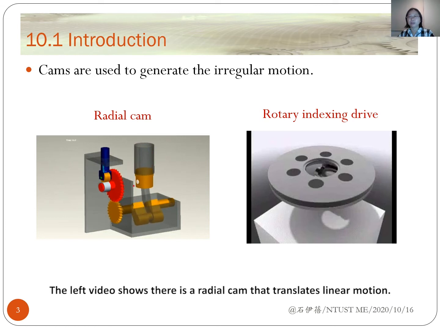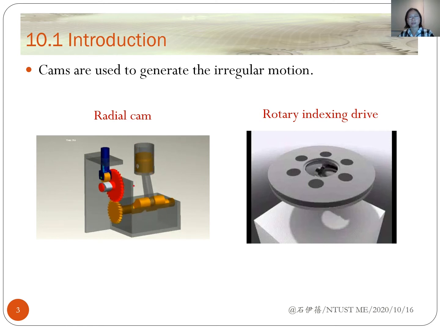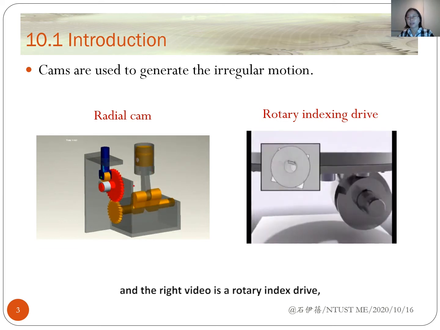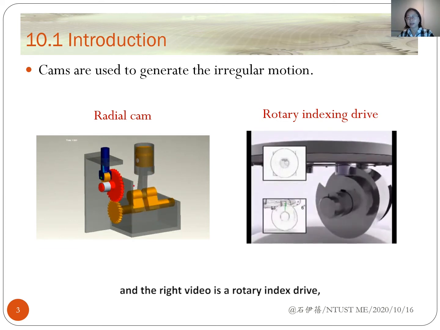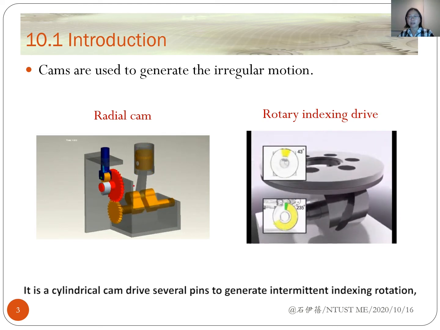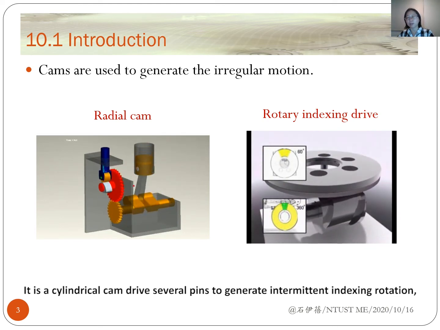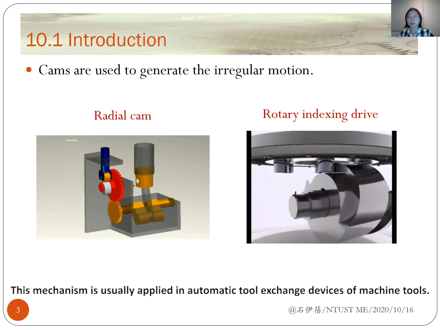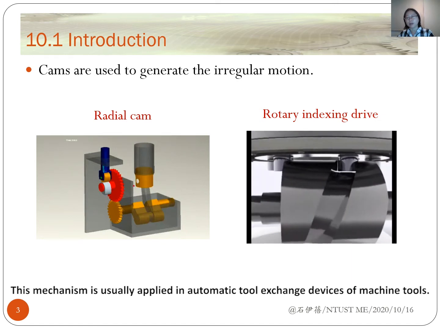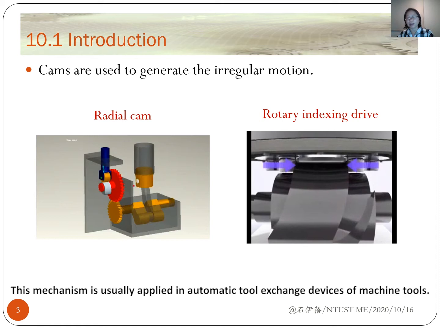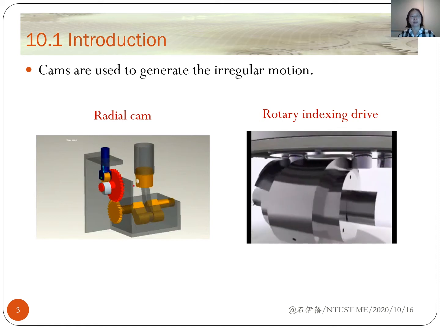The left video shows a cam that translates linear motion. And the right video is a rotary index drive. It is a cylindrical cam driving several pins to generate intermittent index rotation. This mechanism is usually applied in automatic tool exchange devices of machine tools.